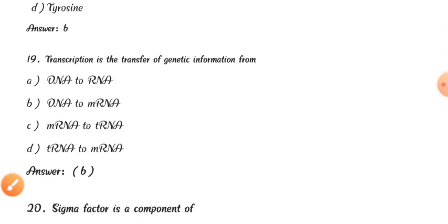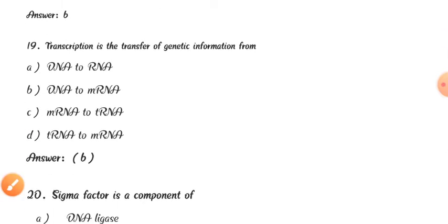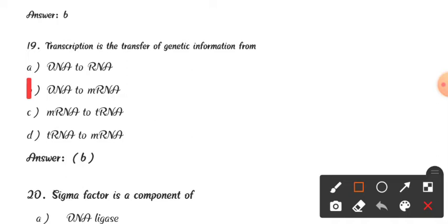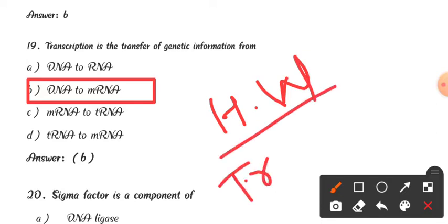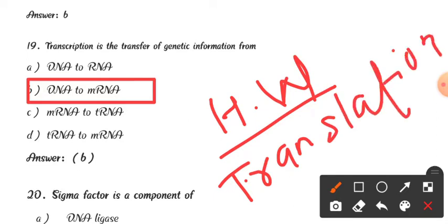Now next question number 19. Transcription is the transfer of genetic information from option B, DNA to mRNA, is the correct answer friends. Transcription is the method of genetic information carried from DNA to mRNA. Okay, and homework friends, you have to tell what translation means. Okay, what does translation mean? You have to tell this by commenting in the comment box.